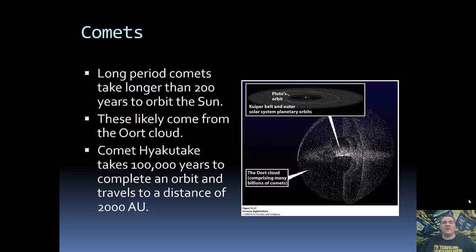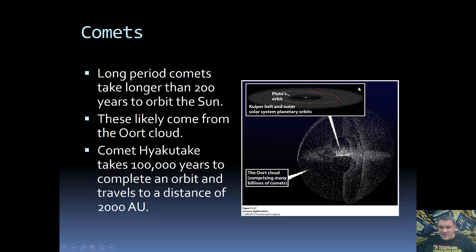The last group are the long period comets. These are ones with orbital periods greater than 200 years. Most of these likely come from the Oort cloud. Now, we've never actually directly imaged the Oort cloud itself, but we hypothesize that it exists to help us explain a lot of these long period comets.